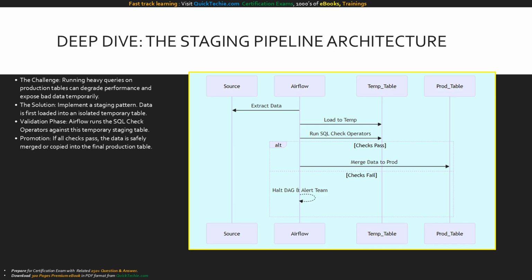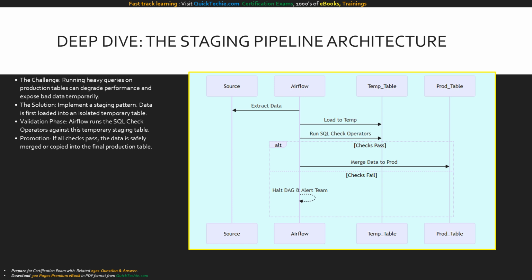Let's dive deeper into the architectural pattern you should use. A common mistake is running data quality checks directly on live production tables. This is dangerous because if the data is bad, it's already in production. Instead, as senior engineers, we use the staging pipeline architecture. The workflow is simple. First, Airflow ingests the raw data and loads it into an isolated, temporary staging table. Next, our SQL check operators run their validations exclusively against this temp table. If a check fails, the pipeline dies and production remains completely untouched.